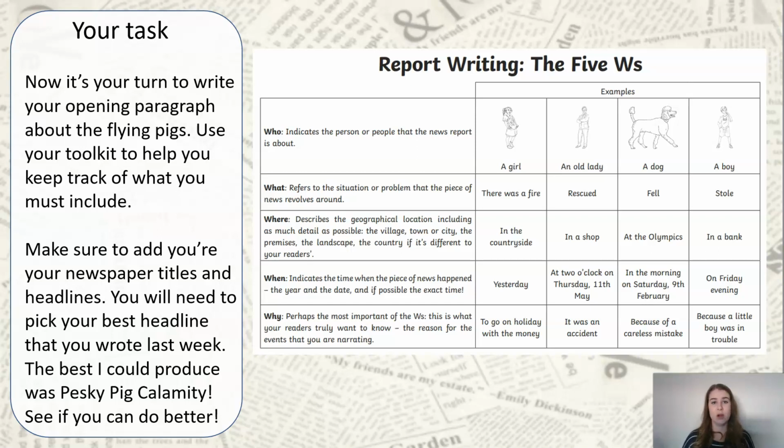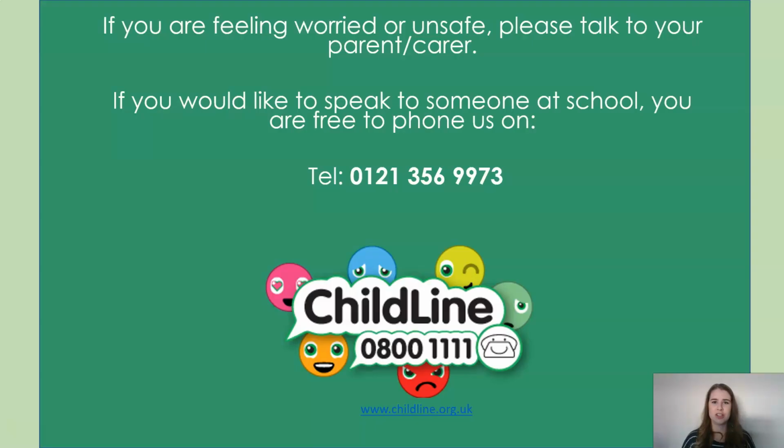Now, I tried to have a go at modelling one for you, and the best I could come up with was the pesky pig calamity. So I went for pesky because they're annoying, but also I got the pesky pig, so I got the alliteration in there as well. But I want you to see if you can do better, okay? So have a go at modelling and writing out the first part of your newspaper story. You're more than welcome to draw your picture though for your flying pigs, okay? And then tomorrow we will move on at looking at the main body of our newspaper reports, okay? Good luck to you, Year 5.